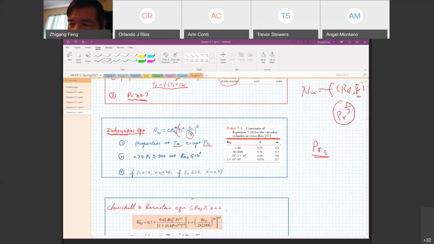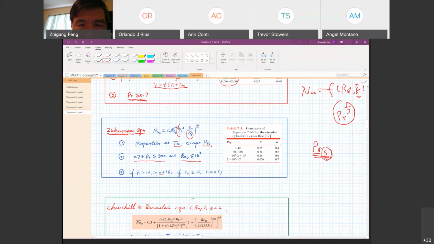The subscript S in Pr_s just emphasizes the Prandtl number is evaluated at the surface temperature. So the subscript S indicates the temperature has to be the surface temperature. Okay? So that's how we evaluate the fluid property. The second point is the limitation. It requires the Prandtl number to fall into this range, 0.7 to 500, as well as the Reynolds number to be less than 10 to the 6.